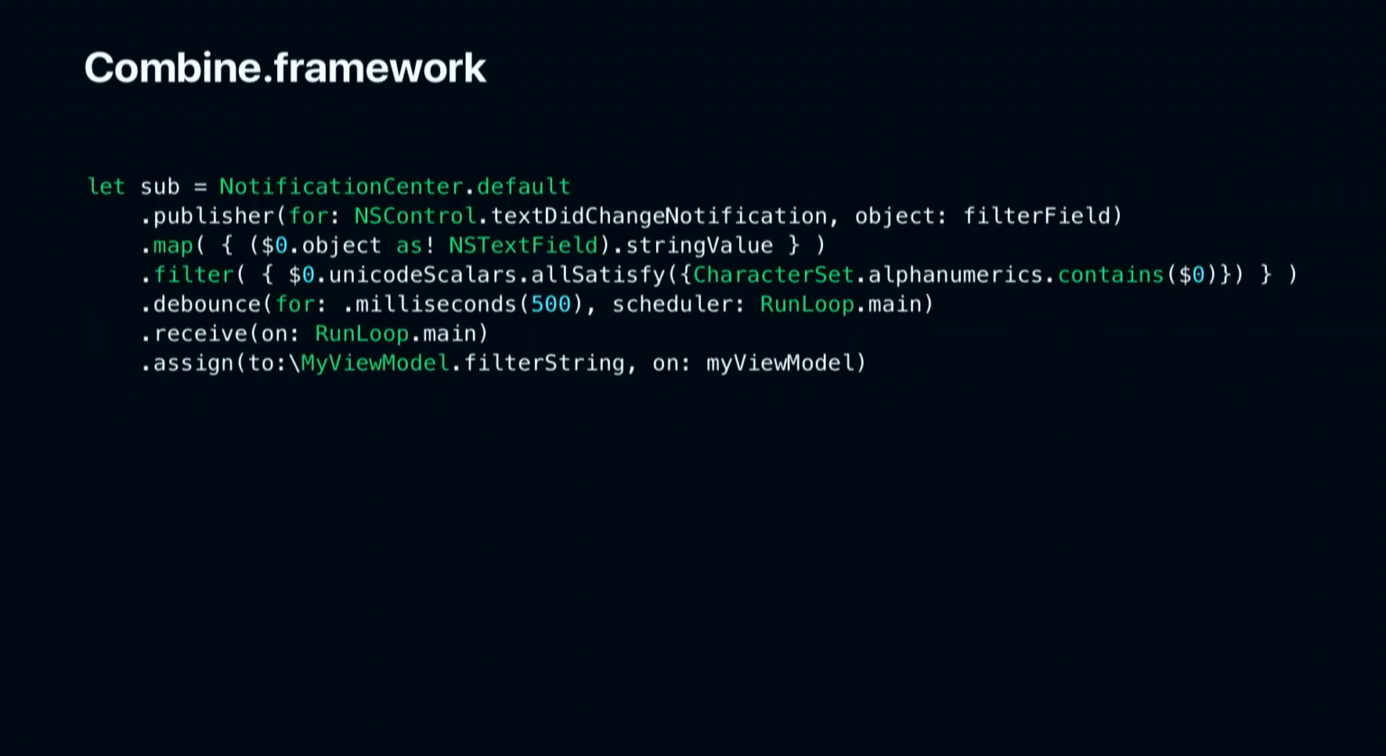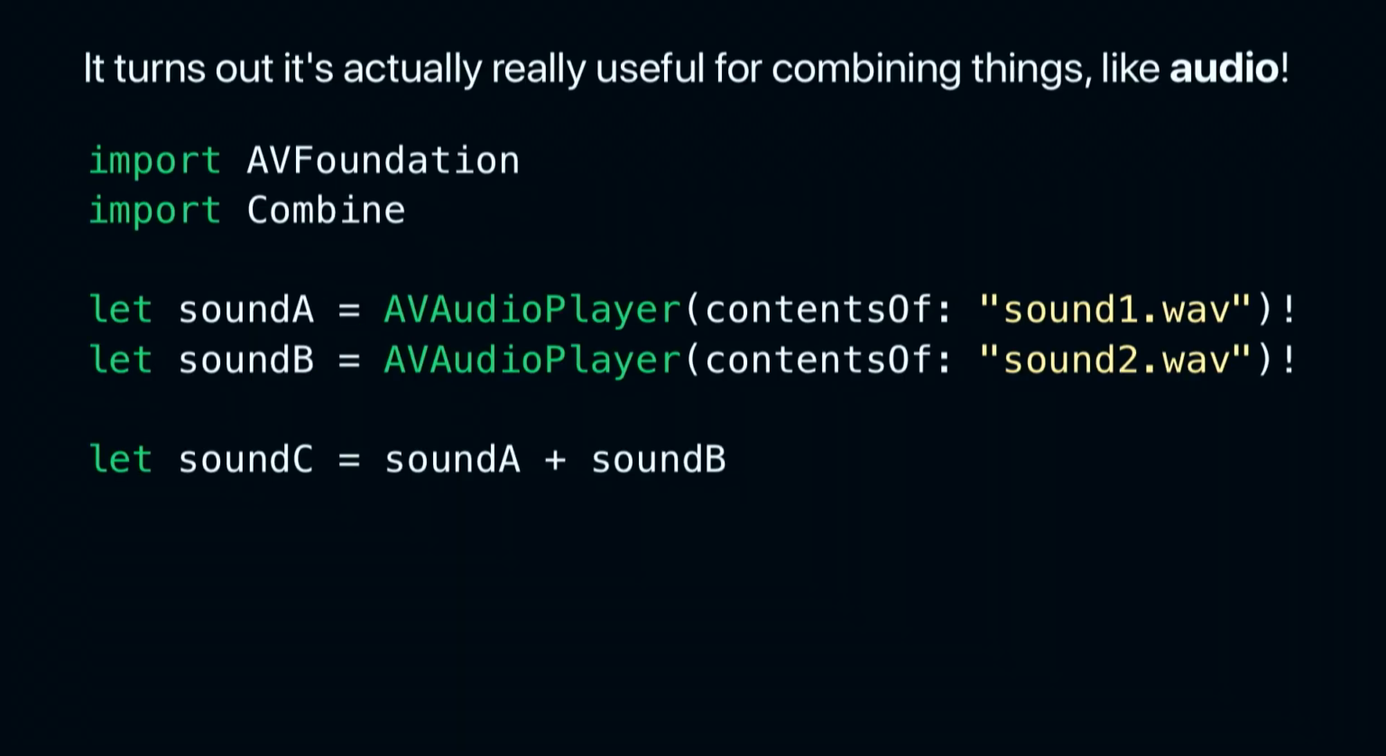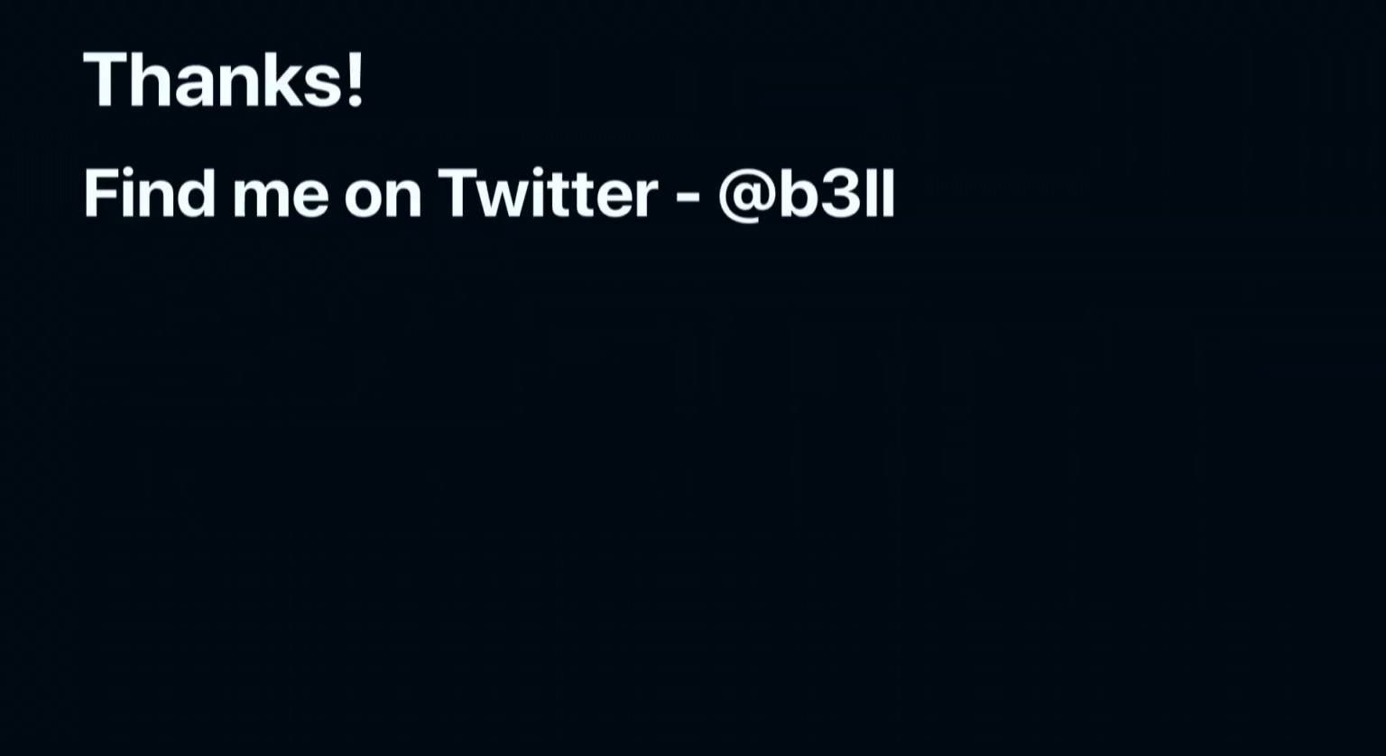So, typically you'd find some code in Combine looking something like this. I'm not going to really walk through it all, but it does stuff. It combines things. We can actually combine audio in the same sort of way. You can actually just create two AV audio players and then add them together, and you end up getting a result that sounds different. And that's all I've got.